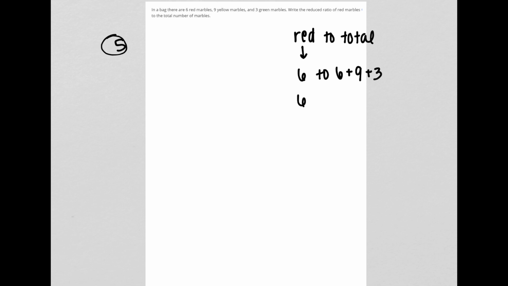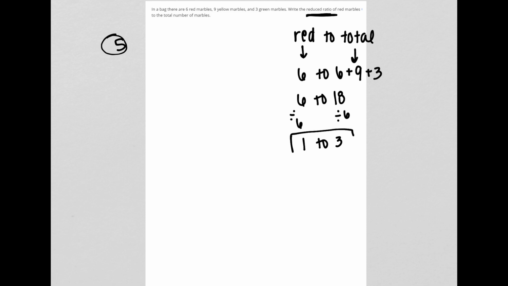So I still have that 6 for red. 6 plus 9 gives me 15, plus 3 is 18, but I'm not done here. I asked you for the reduced ratio. I need to look at both of these numbers and see if there's anything I can divide them both by. I can divide both of them by 6. When I divide 6 by 6, I have 1. When I divide 18 by 6, I have 3. So my reduced ratio of red to the total number of marbles is 1 to 3.